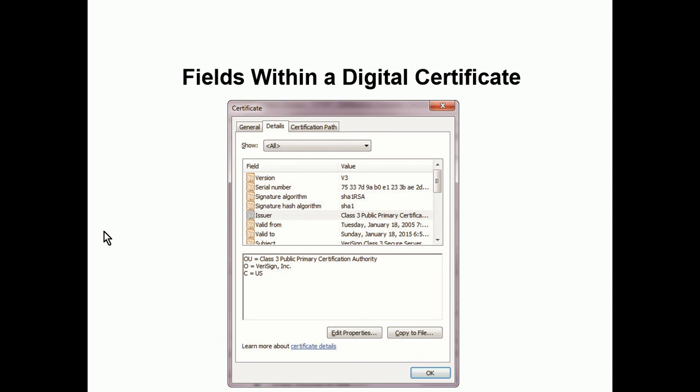Things like what algorithm you're using for the signature, what hashing algorithm. You can see in this case they're using SHA-1 as the signature hashing algorithm, and we already talked about hashing algorithms. So we're starting to see some of these standards in the real world. You can certainly go into Internet Explorer in this case and look at the details, in something like IIS if you're going to request a digital certificate.